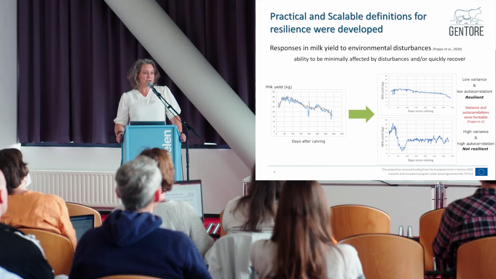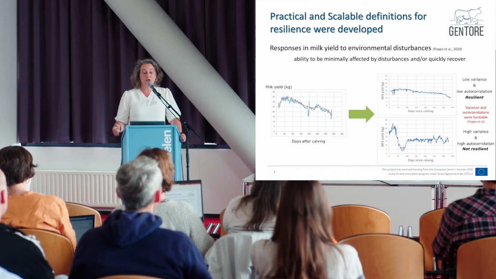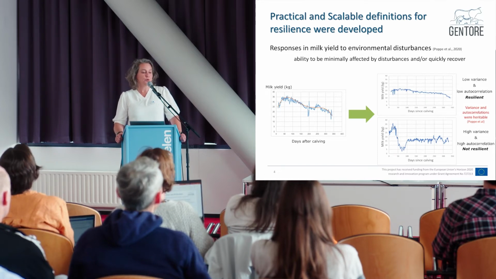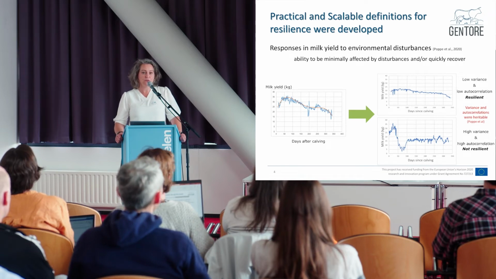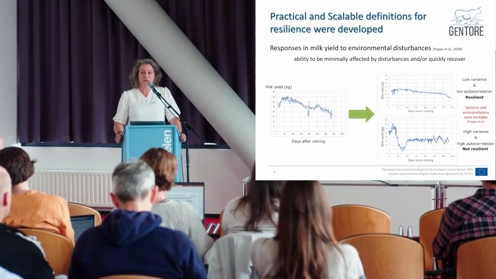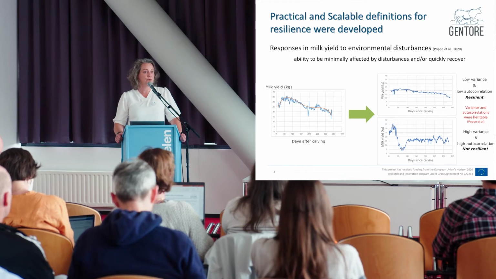Now, Marieke also calculated the heritabilities of these proxies. They were both heritable, with variance having slightly higher heritabilities than the autocorrelation. She also linked them to traits that we link to resilience, like fertility, production, or diseases. Both of these proxies also had genetic correlations with these traits, although the variance showed higher genetic correlations than the autocorrelation. So from this work, we thought, okay, the variance seems to be a very good proxy for resilience.